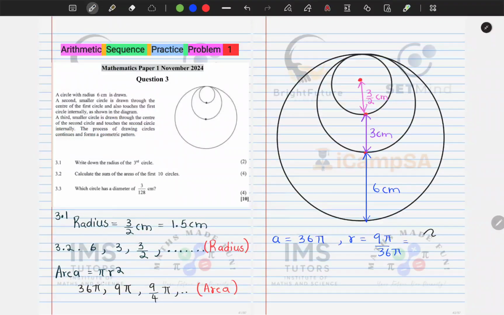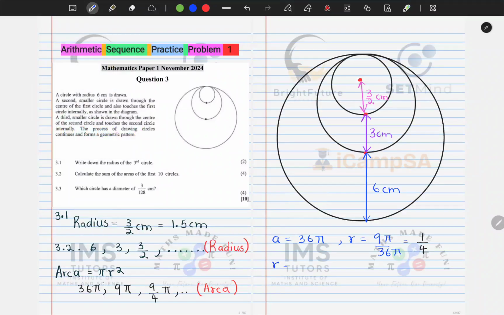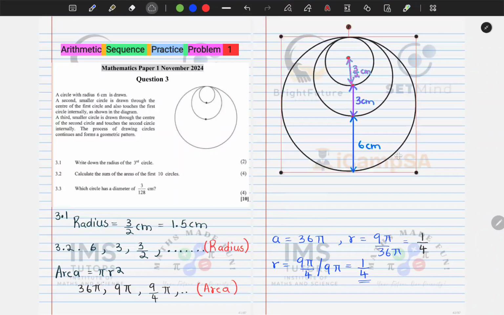So that just becomes 1 over 4, okay, when you calculate your R. And then we can just confirm by using the next term, which is just 9 pi over 4, and then divided by 9 pi. If you observe carefully, you'll get 1 over 4. So we now have our R.